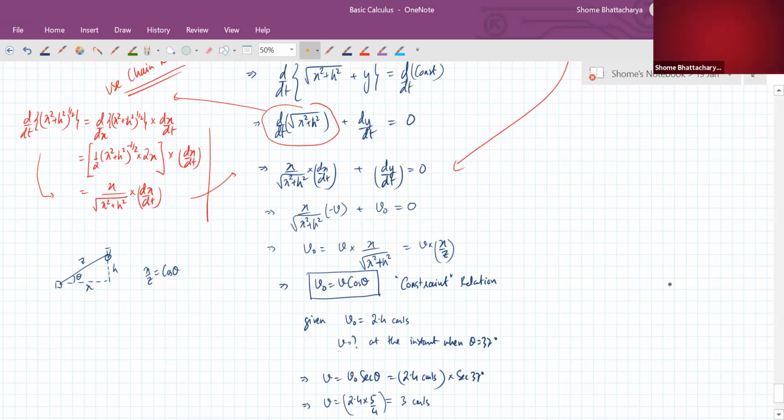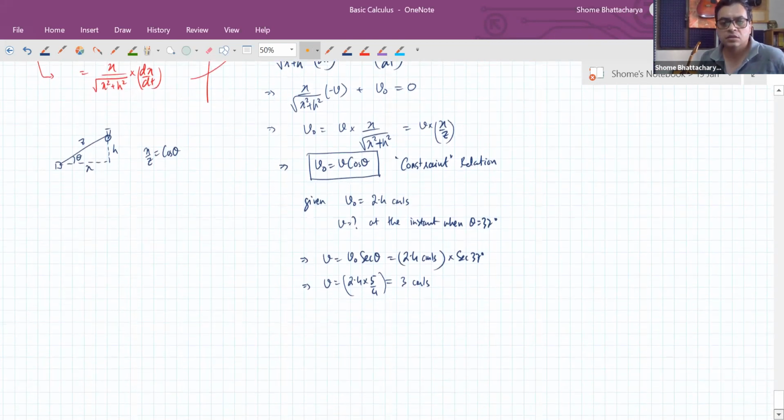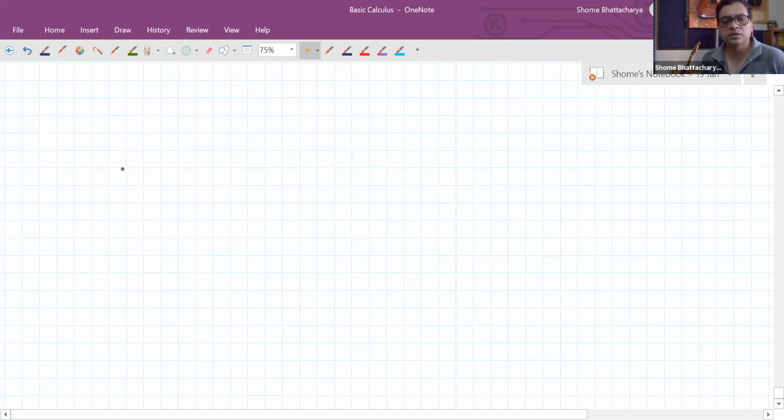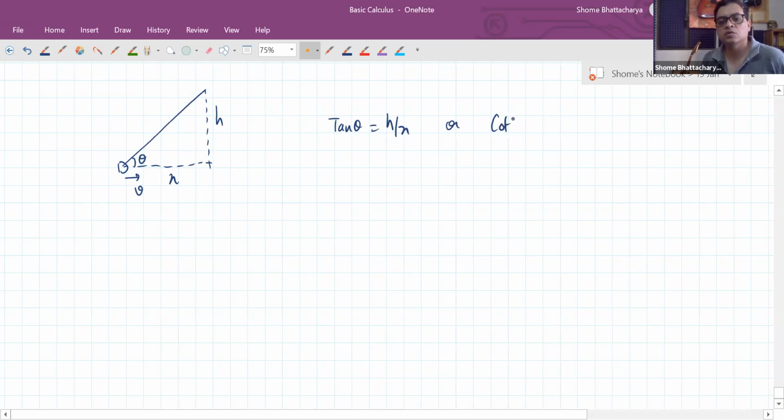Now we also wanted to find out the rate of change of theta. For that, we have one more constraint relation. This distance was x, which was changing with time. This angle was theta, and this was a fixed length h. So we can express tan theta as h by x, or even better, cot theta as x by h.